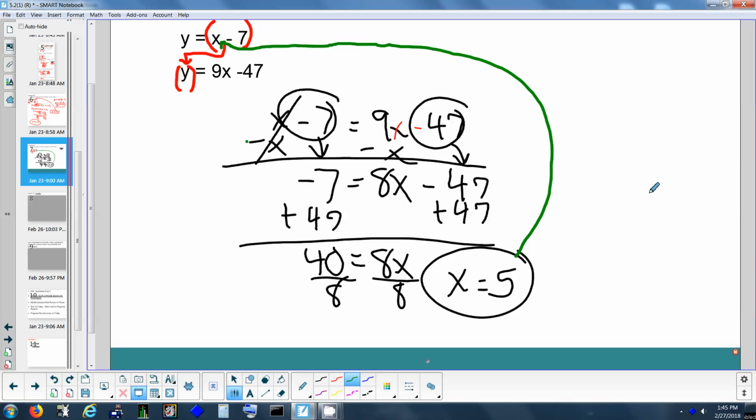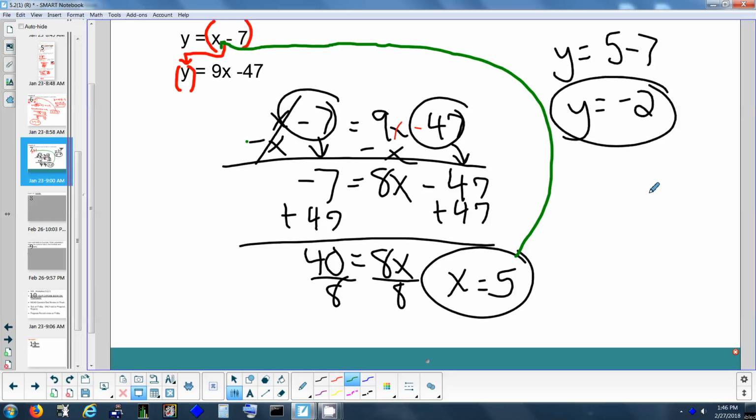If I plug in x to the top equation, what should I write for that equation? y equals 5 minus 7. When I do that, what am I going to get? Negative 2. Excellent. I kind of like these. Now, Jack, how do I write it? I don't want to leave it like this. How should I write it?